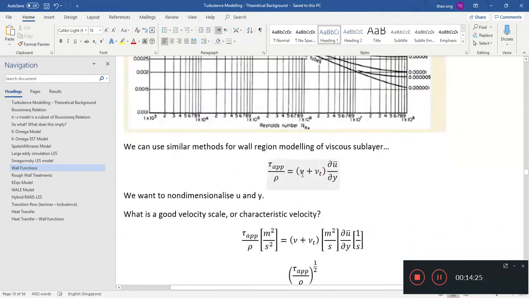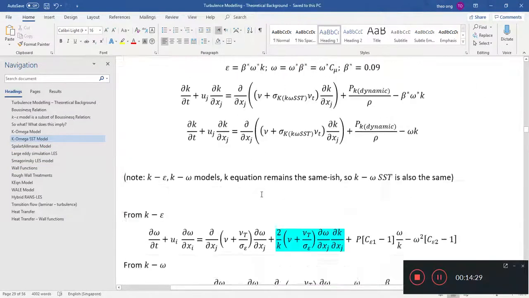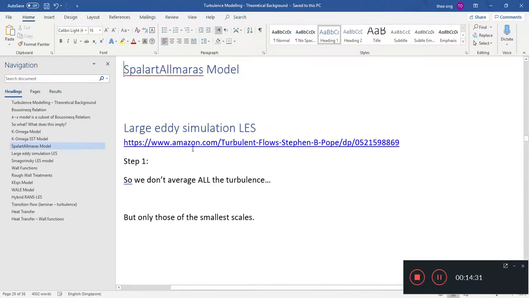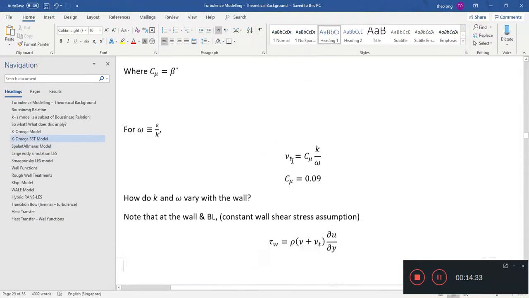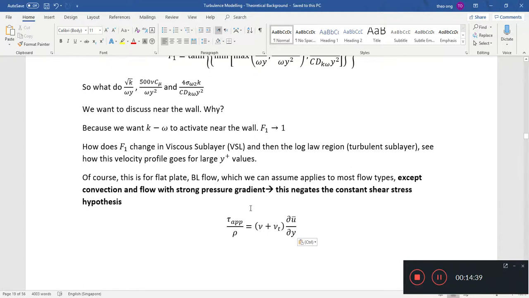Yeah, so this is just a flashback to that. I put it into the kOmegaSST. Okay, I'll put this here. So this is just a recall for you. Wall function is not wall function, tau apparent. The apparent shear stress is constant with respect to y.